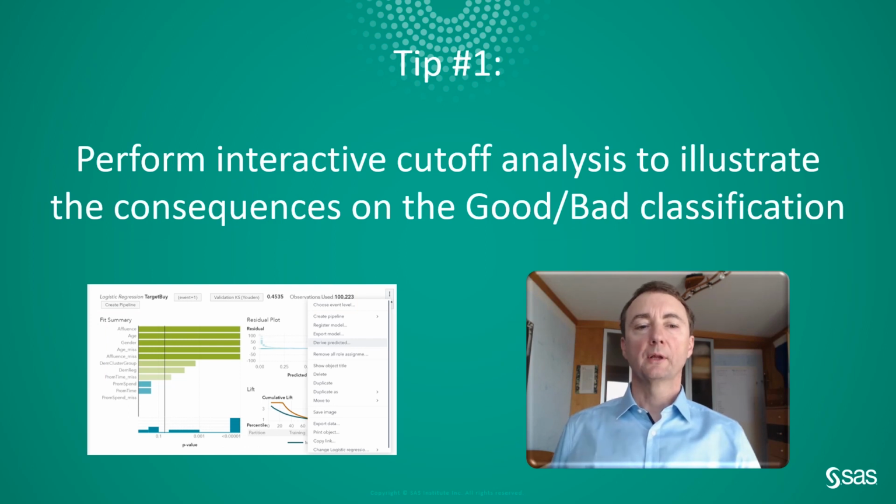So with tip number 1, you have seen how easy and how powerful it is to perform interactive analysis for the cutoff point to illustrate the outcome of such decisions on the number of customers classified into the good or into the bad category. And we've also seen how important it is to visualize the distribution of the predicted values to business in order to make them understand what their decision causes and how this looks like from a data point of view.